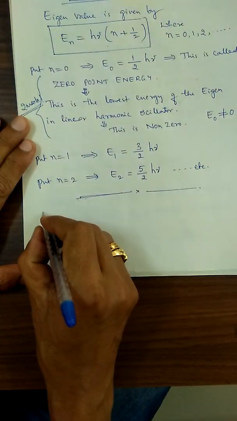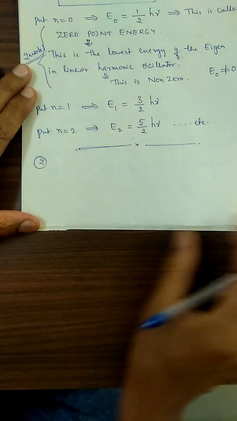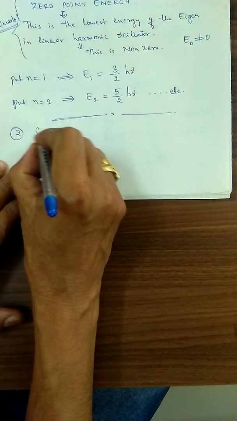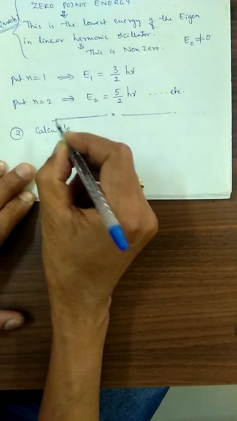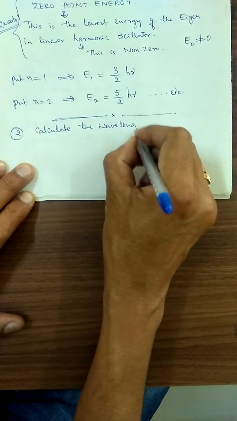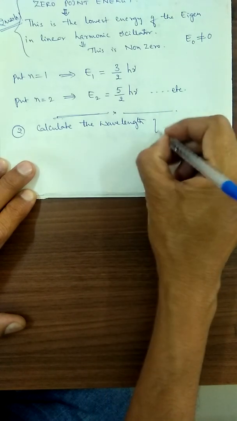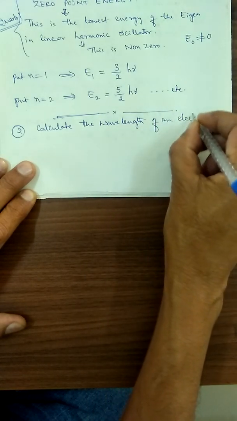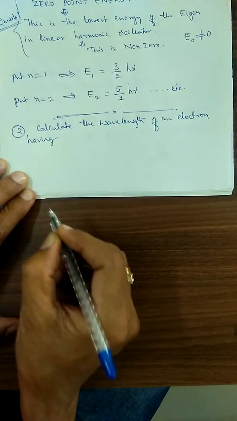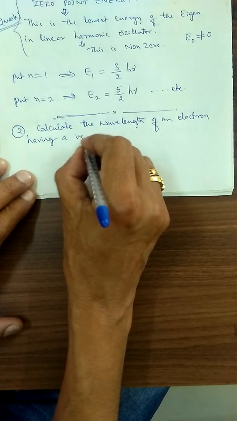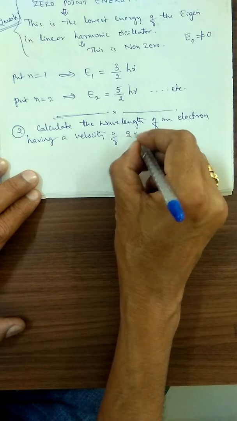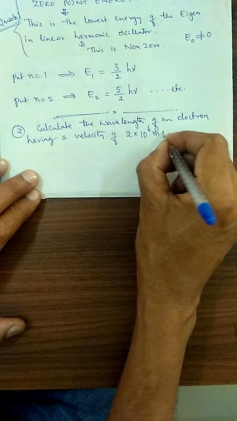Second problem. Problem number 2, write this. Calculate the wavelength of an electron having a velocity of 2 into 10 to the power 6 meter per second.